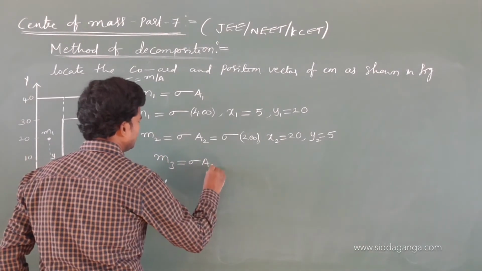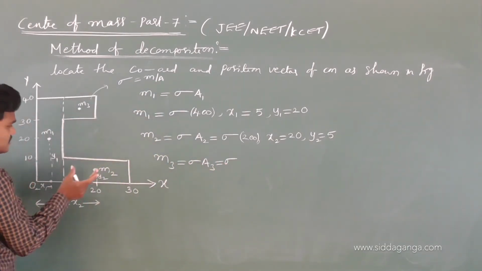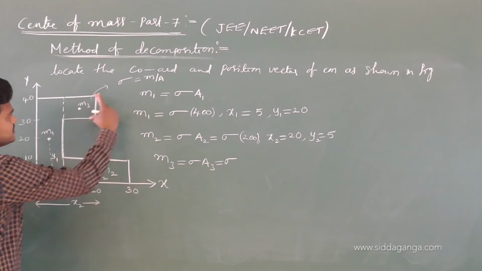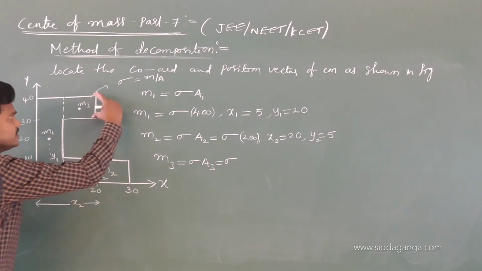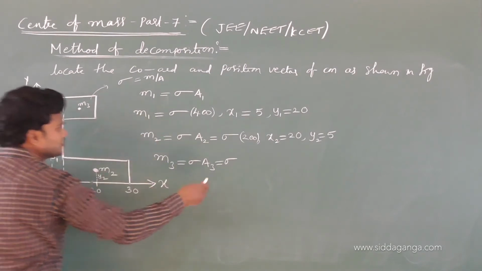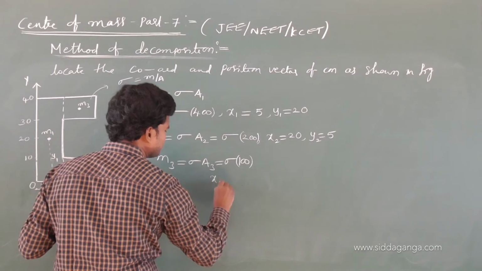Sigma into a3. Sigma a3. What is this size? This is a 10, this is a 10. See, what is the gap? 10. This is also 10. 10, 10. How much now? 100.